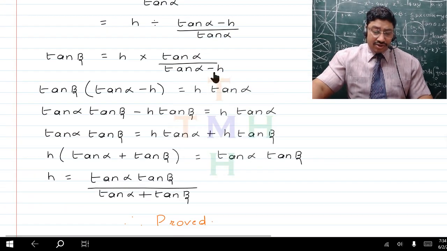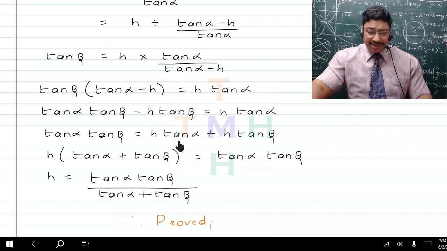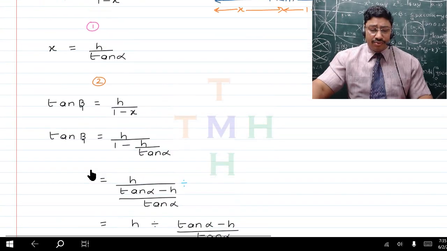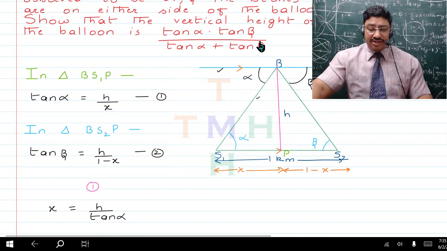Now next, children, we cross multiply, and then we get an expression on the left hand side, and further we find out the product, and then we keep the terms with h on one side of the equation, and then further take h common outside and keep the rest of the terms in the denominator, and thus we are able to get the value of h, which is the height of the balloon. And children, this is the expression that you were required to bring, and therefore this stands proved.